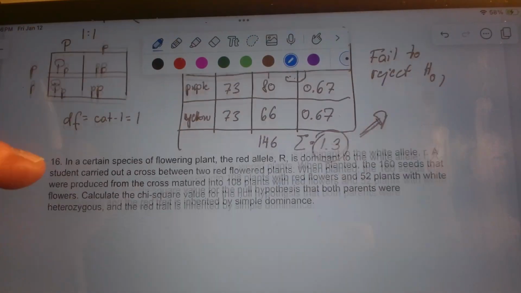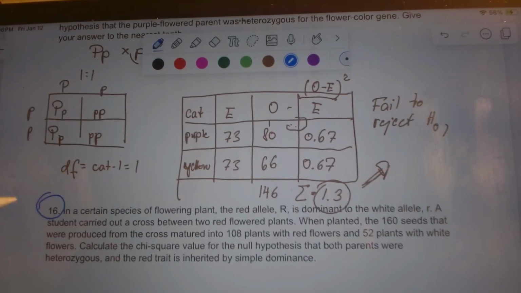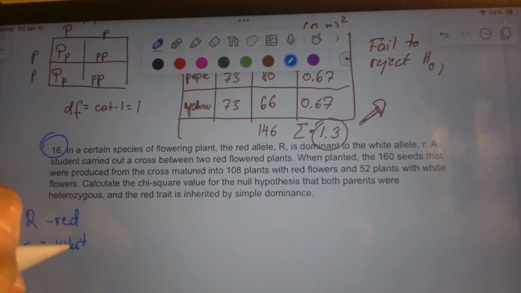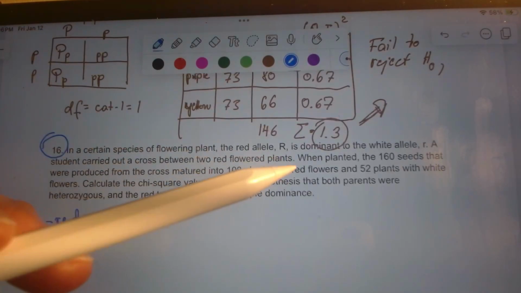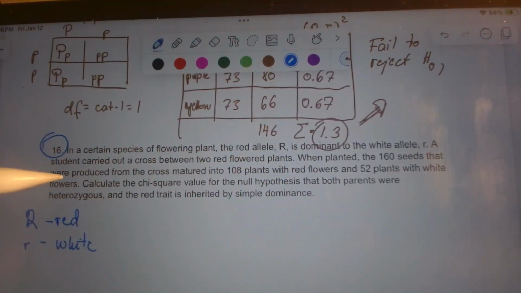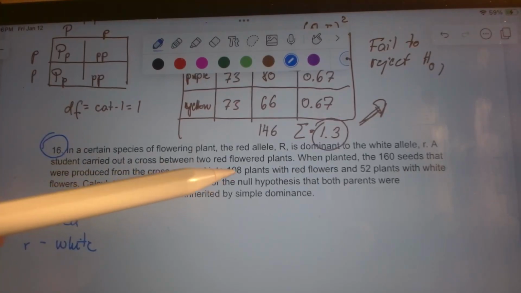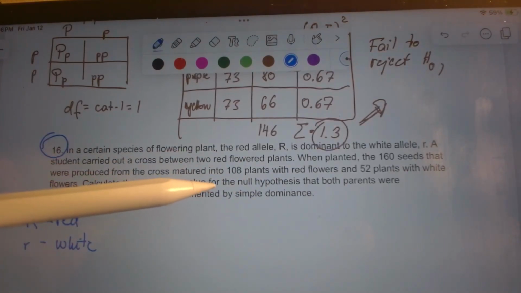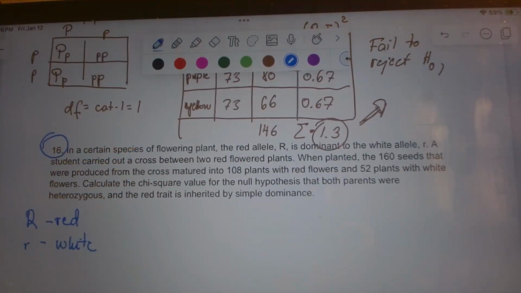And the last one here is number 16. It will be a little bit interesting for that. So that's the red allele, dominant, and the lowercase r for white flower. Okay. When planted, 160 seeds that were produced from the cross matured into red flowers and white flowers. We have to use the chi-square value to evaluate the null hypothesis that both parents were heterozygous.